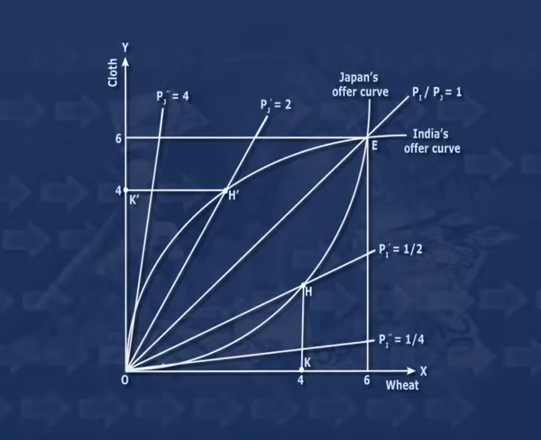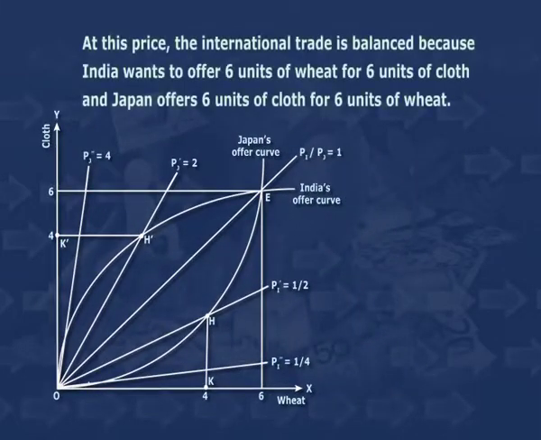Here in the figure we can see that India's and Japan's offer curves have been shown. The two offer curves intersect each other at point E. This determines the equilibrium relative commodity price, which is Pi by Pj equal to 1. At this price, the international trade is balanced because India wants to offer 6 units of wheat for 6 units of cloth and Japan wants to offer 6 units of cloth for 6 units of wheat.